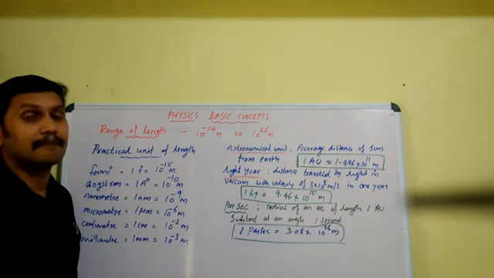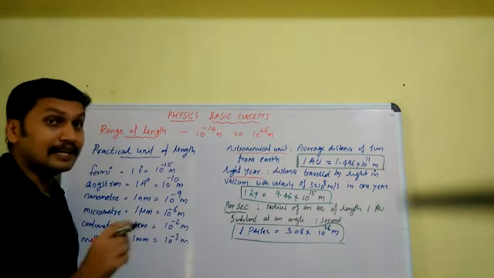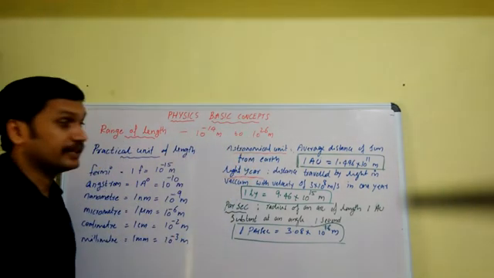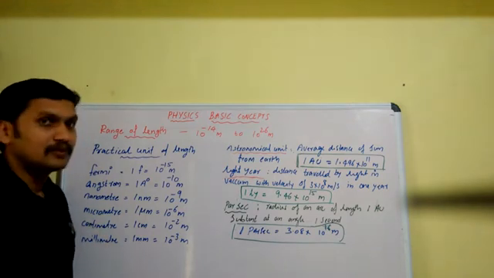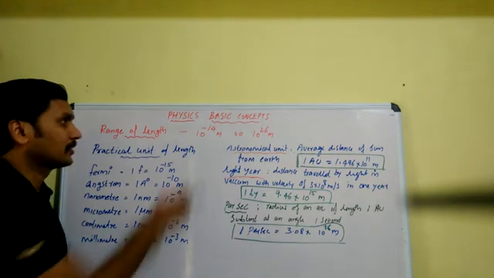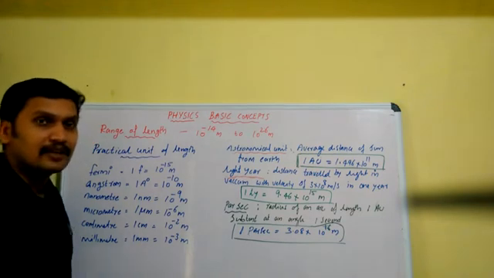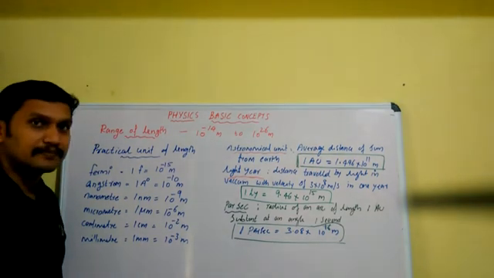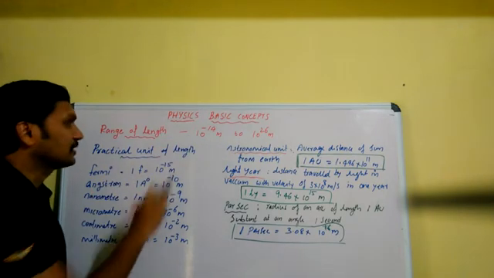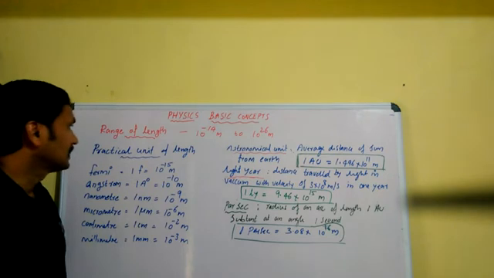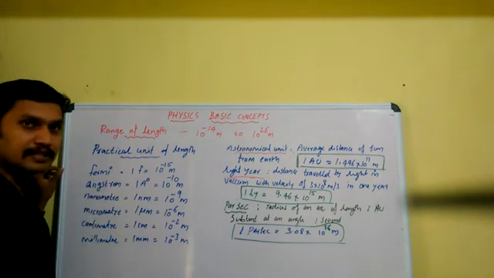So if you are using meter for this measurement, it is very difficult to express a length measurement in the order of 10 raised to 26 in meter. So instead of meter, for this practical purpose, for the measurement of very small length and very large length, we are using some other practical units. Here we have some very small units for length measurement. Let us see what they are.